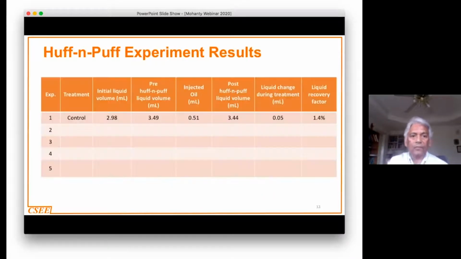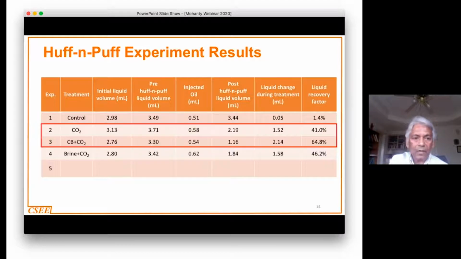The difference is our error in measurements. So if you look at the volumes, before the Huff-n-Puff, we had 3.49 milliliters of liquid there. After the Huff-n-Puff it is 3.44, pretty much the same. So this is basically our error in measurements. Now I'll show you our key 3 experiments.